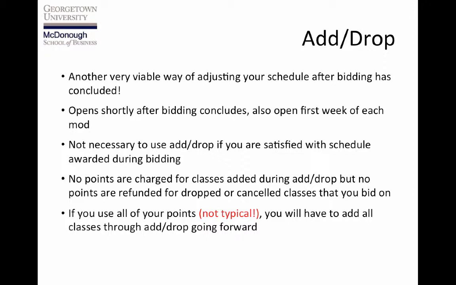Add drop is done through My Access under the same registration tab as bidding. Make sure that you're operating in the correct term. So for example, spring 2015, summer 2015, you just want to make sure that you're actually in the term within My Access that you are meaning to add and drop for.